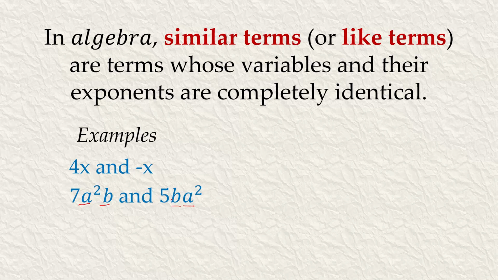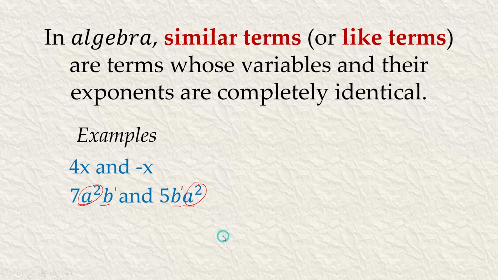Now let's consider the exponents of those variables. For the a of 7a squared b, that's a squared. For 5ba squared, that's also a squared. So they're the same. If you look at the variable b, the exponents are also the same. Now, what about the arrangement? The arrangement doesn't really affect the condition. As long as the variables are the same and the exponents are identical, we can consider them as similar terms.